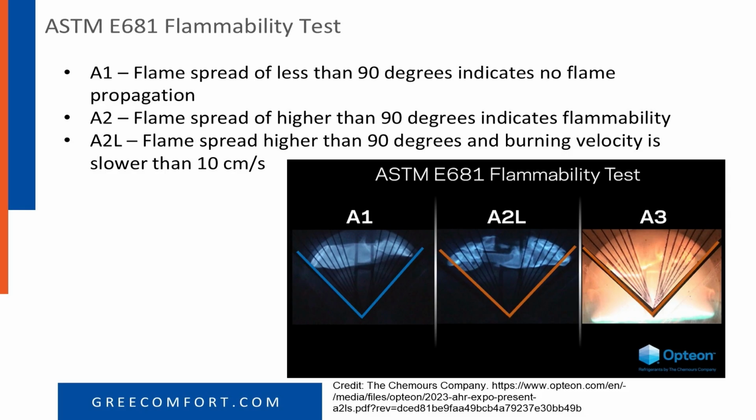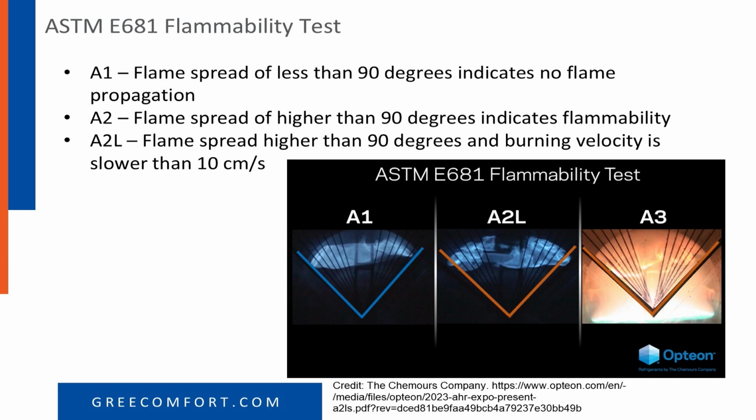With the A2 refrigerants, those are going to go outside of that 90 degrees. And as you can see in the picture, it's just barely getting outside of the 90-degree mark. Then to get the L designation on that A2, like I said before, your flame spread is going to be higher than the 90 degrees, and the burning velocity will also be slower than 10 centimeters per second. So if you look at the A1 combustion versus the A2L combustion, there's really not a lot of difference. It's very safe and slow burning. It's not explosive like a lot of people have this misconception about.